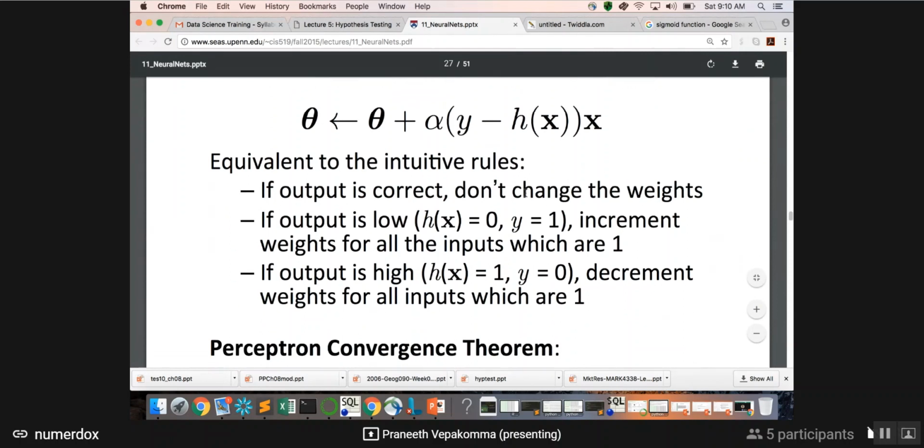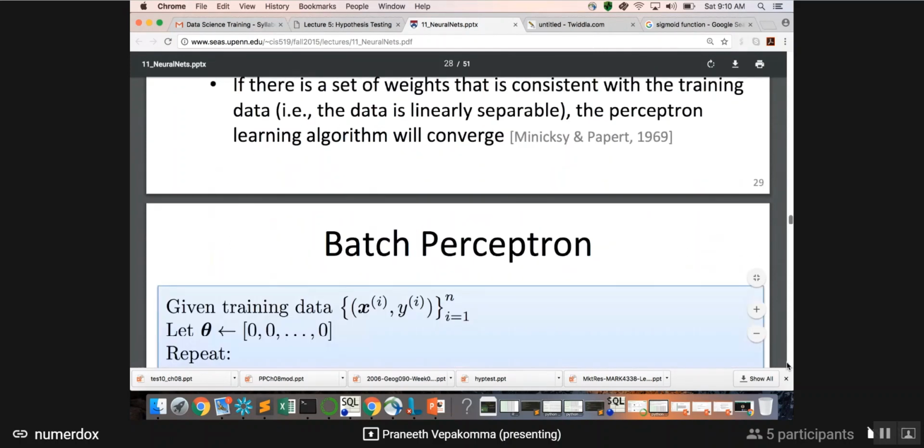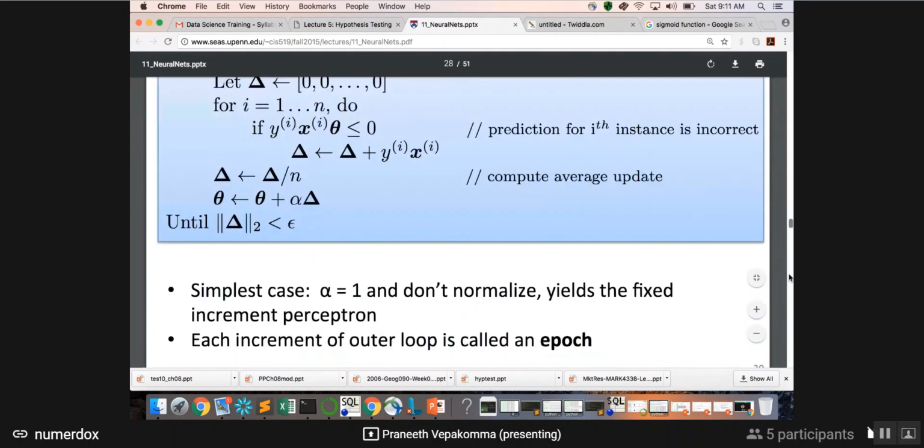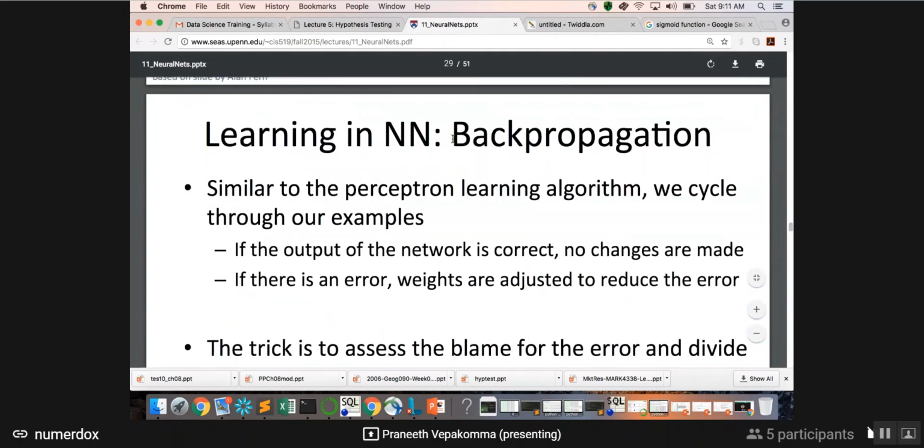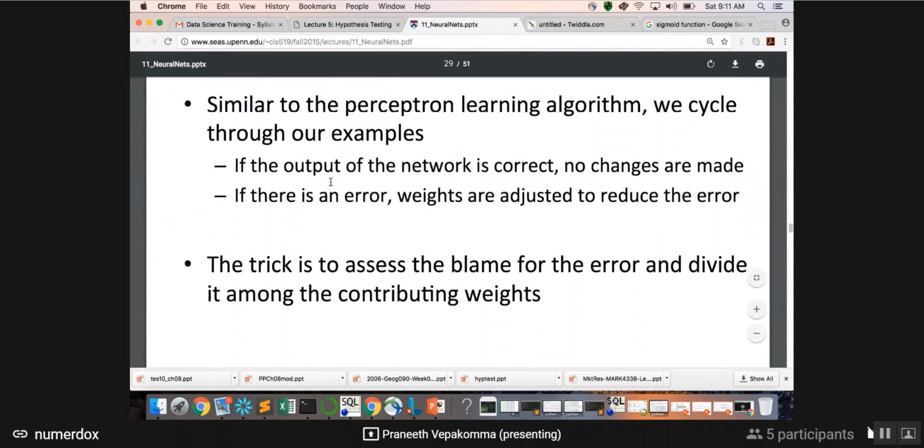Perceptron learning is too old. This is back in the day, 1969. It is not what is used today, so I'm skipping it. What we use these days is known as backpropagation. That is the technique we use to learn all these unknown values in our neural network model.